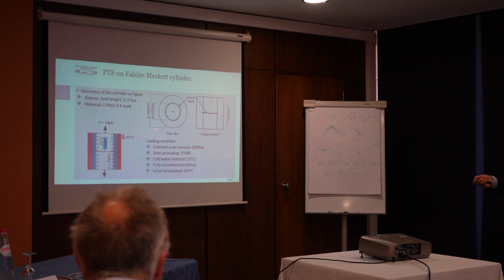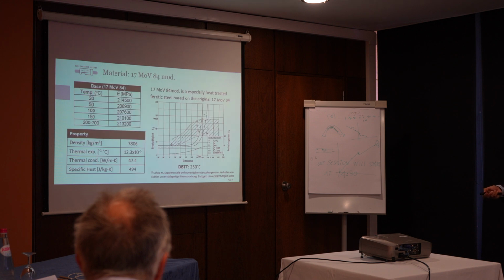This is the geometry of the FALSIRE specimen. It has 800 millimeters outer diameter and 400 millimeters inner diameter. The weight is 2.3 tons. This is the material, which we'll talk about a little bit later. And they include a fully circumferential crack. The loading conditions are here. We have a constant inner pressure of 5 megapascals and an axial preloading of 15 meganewtons. And cold water is injected on the cylinder, which is preheated to 250 degrees Celsius.